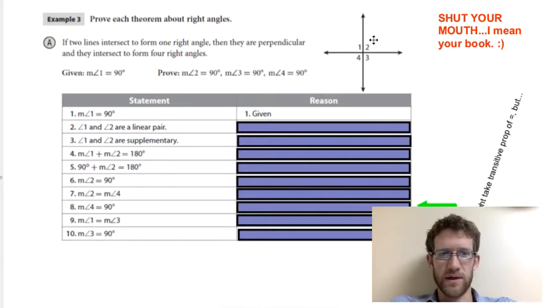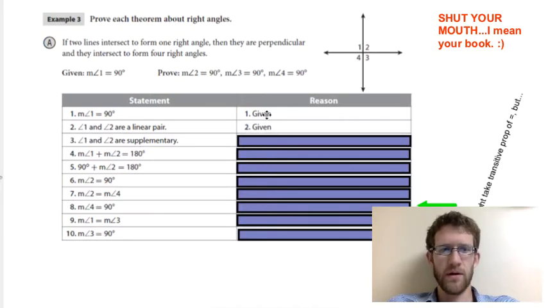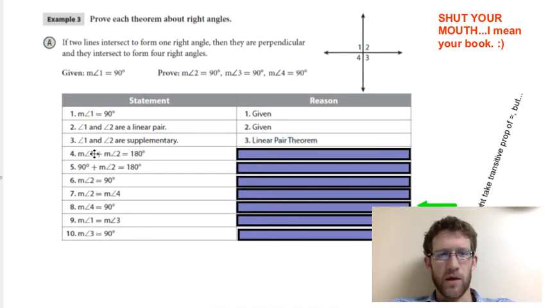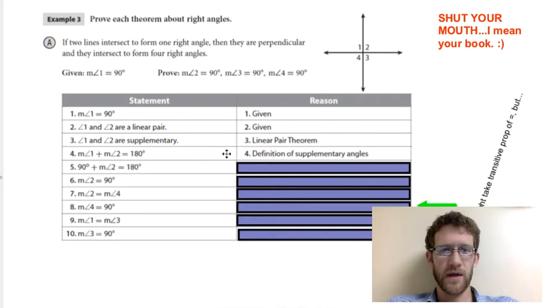So first up, we're going to say that angle 1 and angle 2 are a linear pair. How do I know that? Because that's given, that's in the figure. They're also supplementary. How do I know that they're supplementary? Well, I've proven they're a linear pair. Therefore, this is the linear pair theorem. Angle 1 plus angle 2 equals 180. That's the definition of supplementary angles.